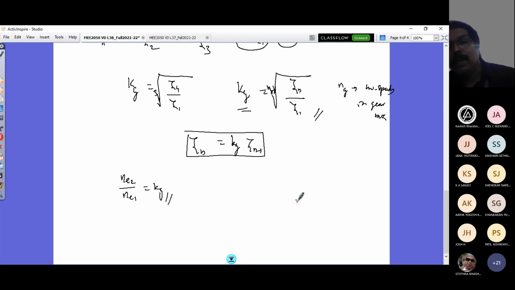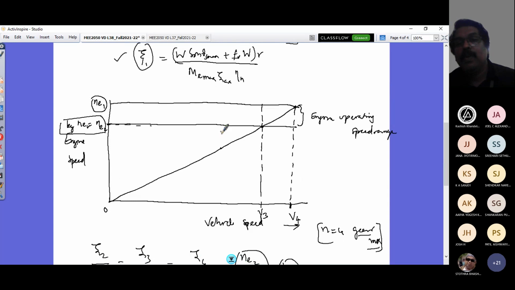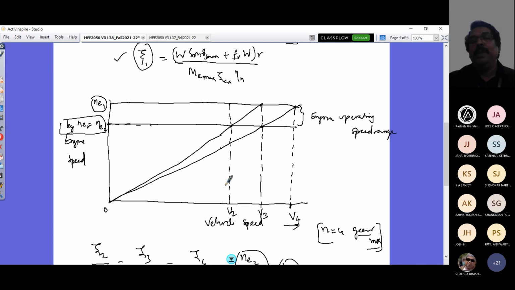Now where it is intersecting this Ne1, which is my direct engine speed, that's here. And again, you connect this to this. And where that intersects this line is going to decide my V2 speed. And then you connect this point to this. And where it intersects is going to give me V1.